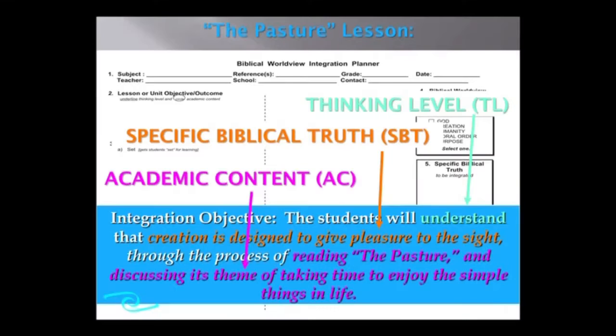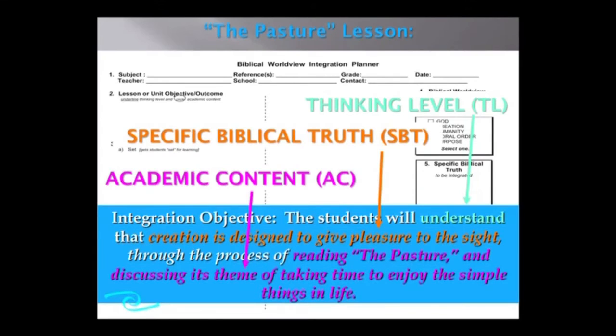Now that we've done the thinking level and the specific biblical truth, let's take a look at our wonderful lesson on the pasture, and at what she wrote in that. Now the thinking level, the students will understand. You see, she just wrote down that was at the comprehension level. And then creation and design to give pleasure to the sight. That was her specific biblical truth, from step 5 in her SPT box, and she just brought it right down.